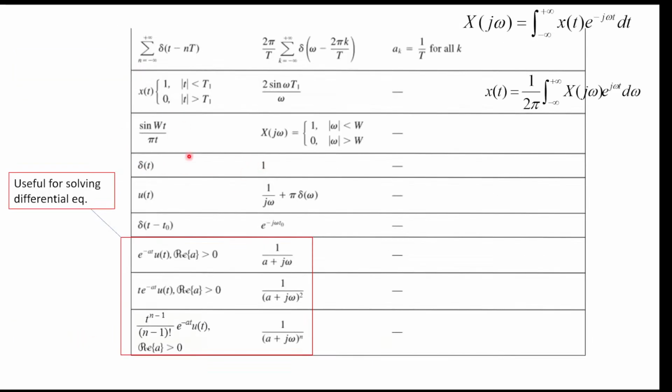This Fourier transform, we have a sinc function Fourier transforming to this square function, and the square function's Fourier transform is the sinc function, and this is a duality. Okay, and here we group a box of some relations that's useful for solving differential equations. Those are the inverse Fourier transforms for the partial fractions.